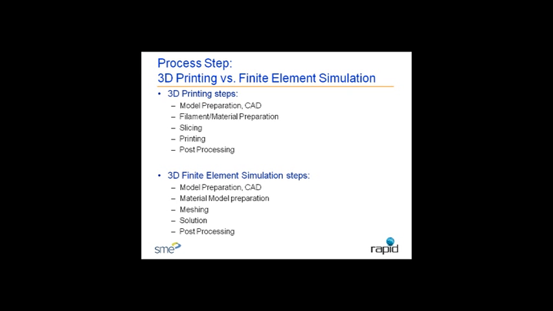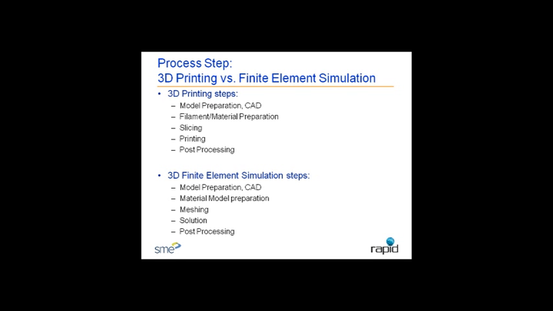Interestingly, the process steps included in these areas are very similar. The process of 3D printing starts with model preparation, which is usually done in CAD software. Next is the material preparation or choosing a proper filament depending on your requirements, of course. Then an important step is slicing, and the next step is the printing process. Finally, post-processing and surface finishing is the last step in this process.